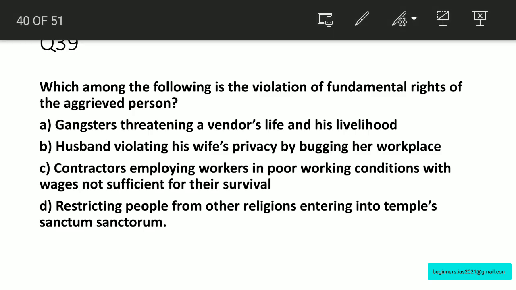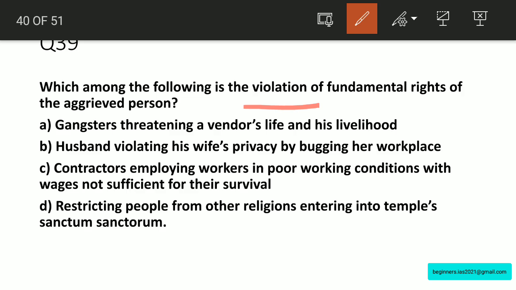Let us move on to question number 39. Which of the following is a violation of fundamental rights? Gangsters threatening a vendor's life and livelihood, and a husband violating his wife's privacy by bugging her workplace. Contractors employing workers in poor working conditions with wages not sufficient for their survival. Restricting people of other religions from entering the temple's sanctum sanctorum. What are they? Let us see.